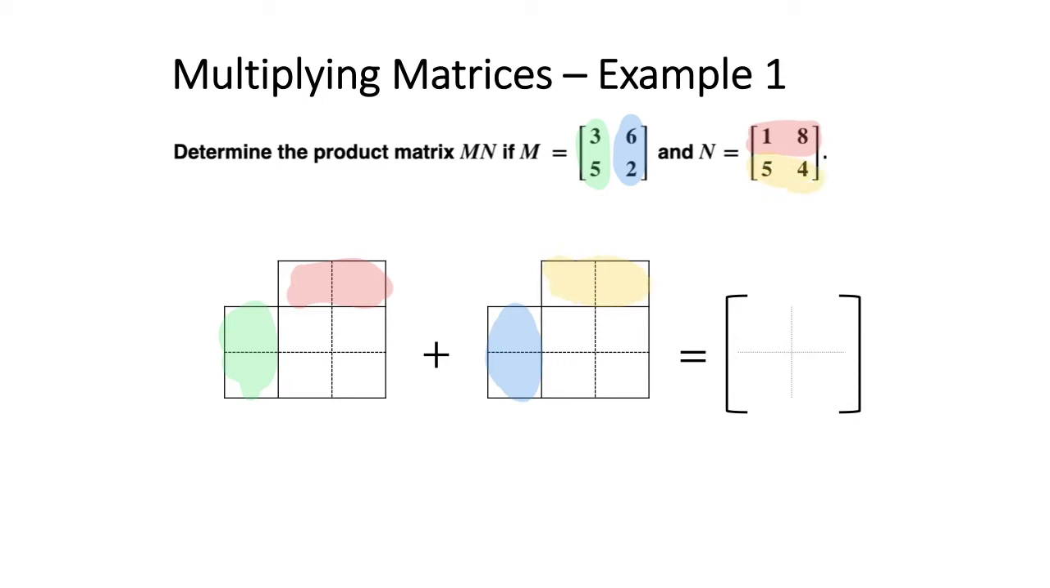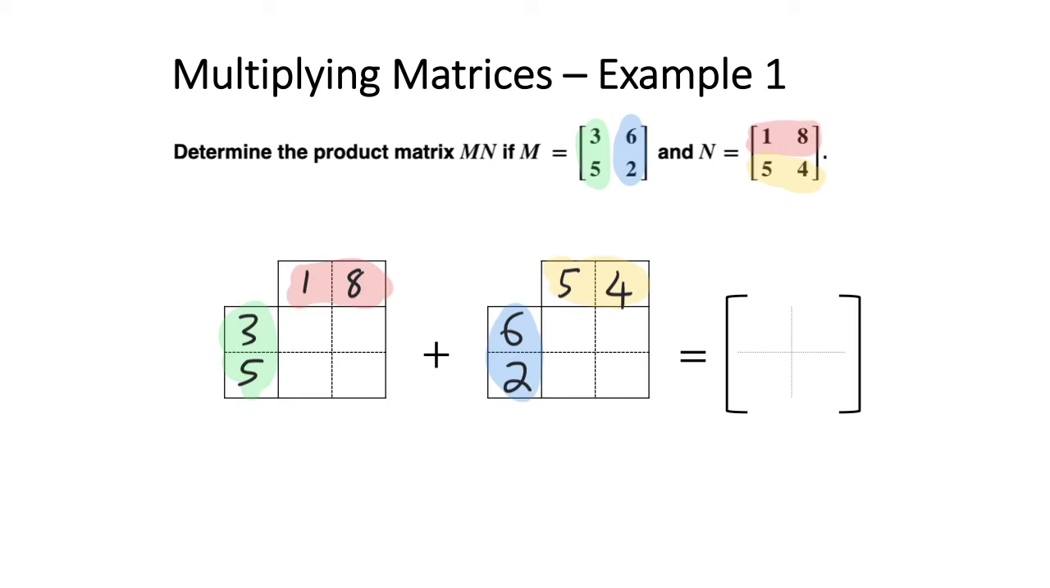So filling in our numbers, the first column of the first matrix is 3 and 5, and the second column is going to be 6 and 2. The first row of the second matrix is 1 and 8. The second row is going to be 5 and 4. So now we want to go ahead and complete the multiplication of each of those elements.